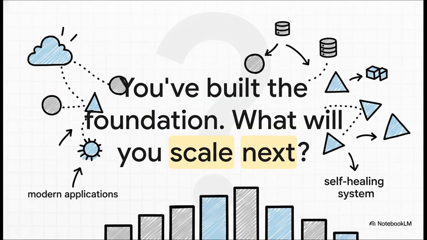You see how each piece builds on the last? Together, they create this robust, scalable, self-healing system. You've just laid down the absolute essential foundation for running pretty much any modern application on Kubernetes. The only question left is, what are you going to build and scale with it?